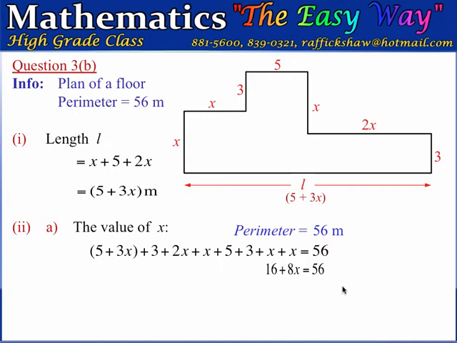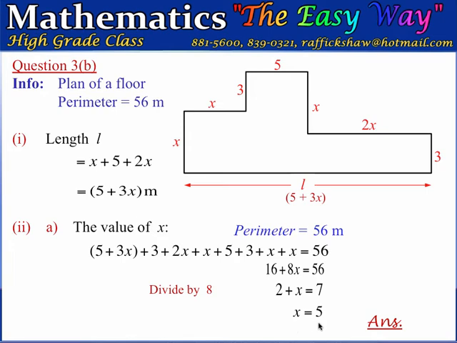To simplify this expression now, we can divide through by 8 because each term here can be divided by 8. When we divide through by 8, we divide each term by 8. So 16 divided by 8 gives 2, 8x divided by 8 gives x, and 56 divided by 8 gives us 7. And since 2 plus x equals 7, it means that x is equal to 5. And so that's it. x is equal to 5.